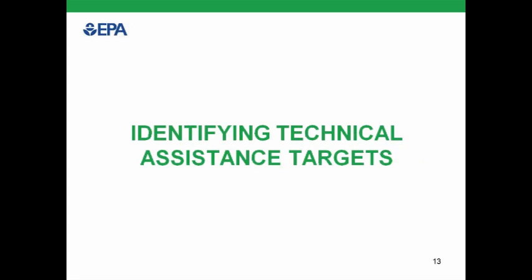But for now, I want to talk about some ideas for how to use TRI to identify technical assistance targets. And this was what I think was an interesting topic that Laura suggested would be of interest to this group, because it's something where we have some ideas for what are the criteria that you would look at, but where we could really benefit from info from all of you in this group.